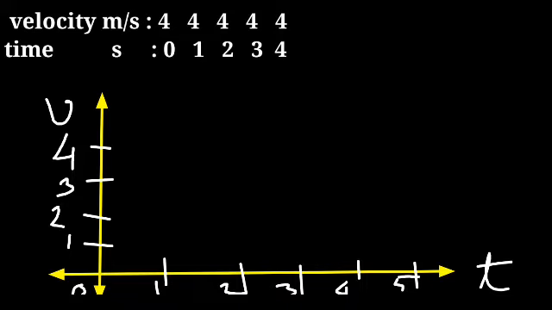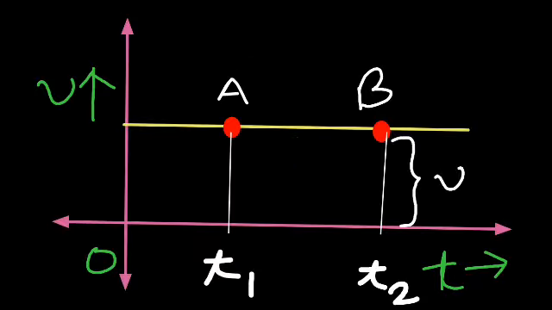Now I will plot the points (0, 4), (1, 4), (2, 4), (3, 4), and then I will join the points with a line. I found that the line is a straight line and that is parallel to the x-axis, that is the time axis. So we have found that for a uniform motion the velocity time graph is a straight line which is parallel to the time axis. So the velocity time graph for the uniform motion is quite like this, which is parallel to the time axis.